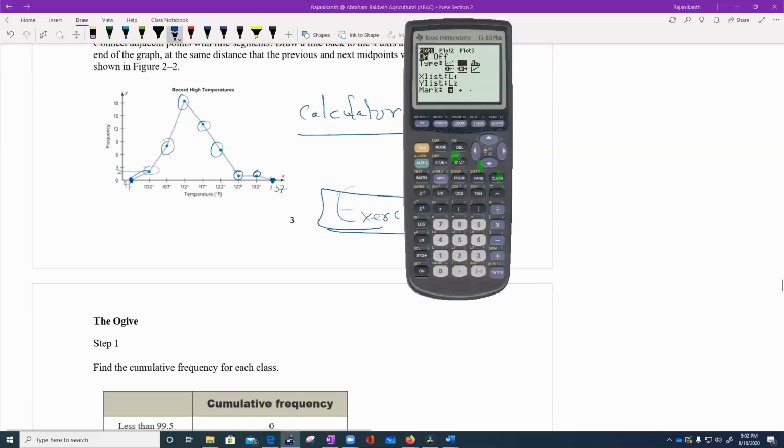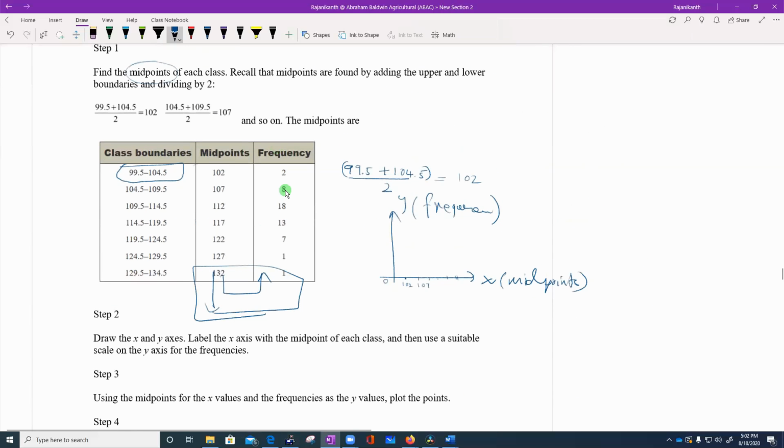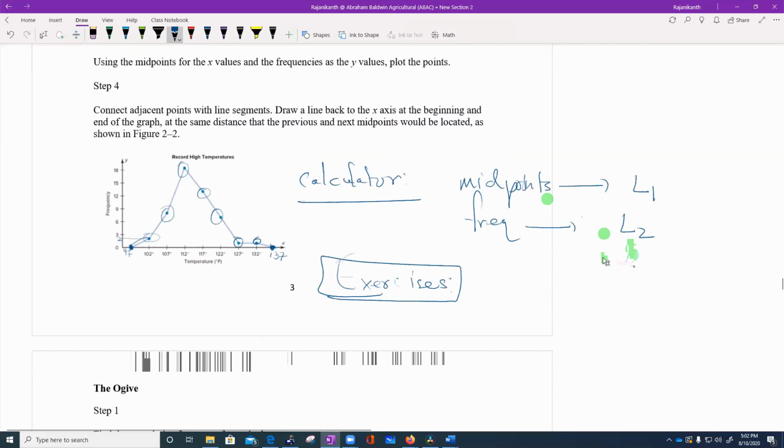So let me go there, that edit. You need to clear L1. Okay, nothing is there, no? You need to start like a fresh problem, new problem. Okay, so this is the catch. Enter all the midpoint values into the L1 column, all the frequencies into your L2 column. Your midpoints are here. Enter all these values. Okay. Then enter these values into the L2 column.